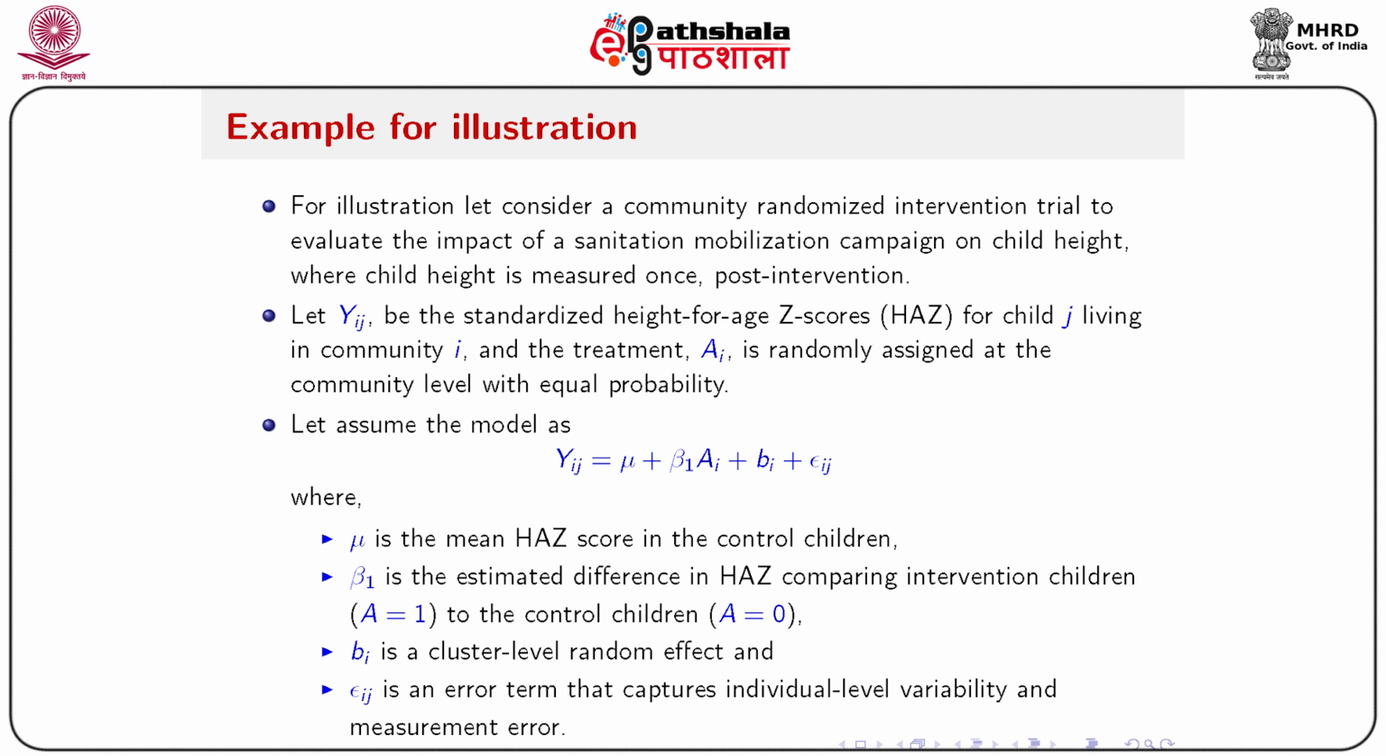So let's assume the model as Yij equals mu plus beta 1 Ai plus Bi plus epsilon ij, where mu is the mean height for age in the control children, beta 1 is the estimated difference in height-for-age Z score comparing intervention children, A equals 1, to the control children, A equals 0. Bi is the cluster level random effect, and epsilon ij is an error term that captures the individual level variability, the inter-individual variability and measurement error.